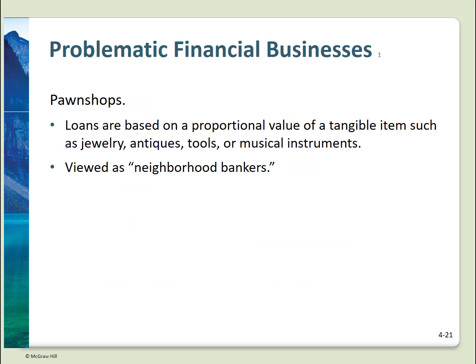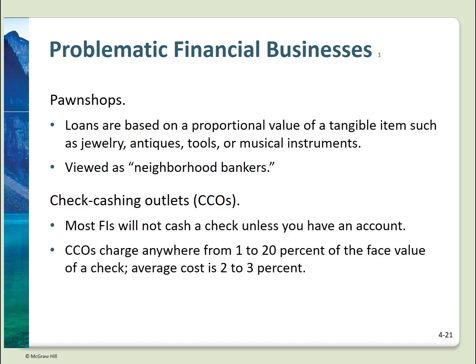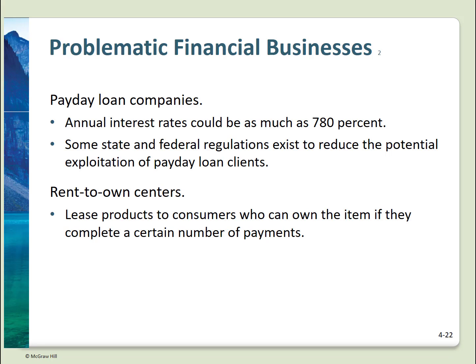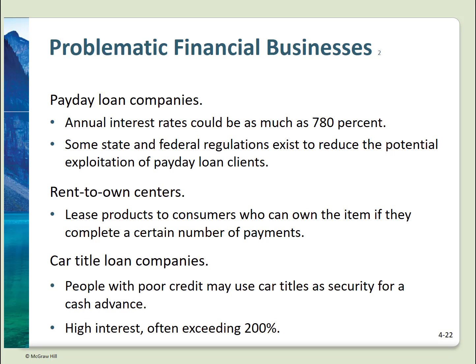A few financial options are, to say the least, problematic. Pawn shops. They're a source of quick cash for possessions, but the fees are high. Check cashing outlets, also known as currency exchanges, charge a fee on face value. More problematic, desperation level options. Payday loan companies, cash and check advances, very high interest rates. Rent-to-own centers, high interest rates. Car title loans. Do I need to explain this one? Very high rates. The maximum loan in Tennessee and Mississippi is $2,500.